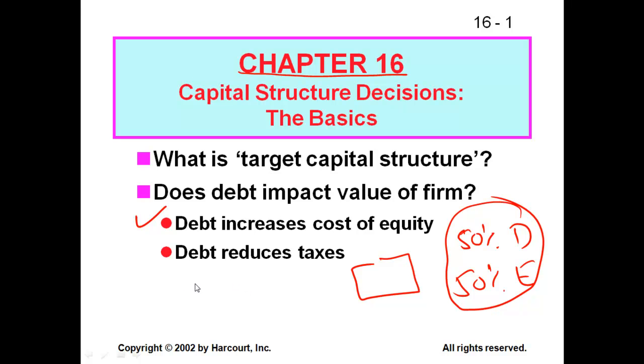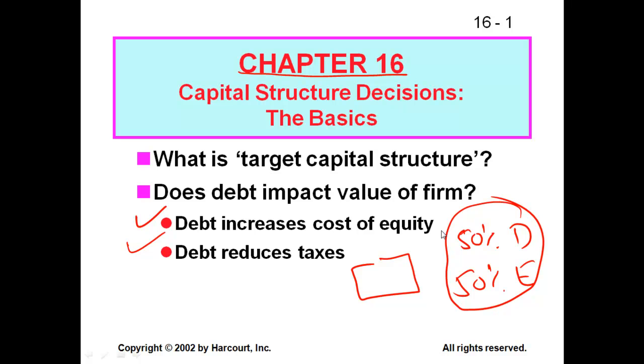Debt reduces taxes. Why does debt reduce taxes? Exactly. When you take on more debt, interest payments become higher. That means earnings before tax become lower and taxes become lower. So do you notice, just at a high level, that as you increase debt, there are two opposite impacts taking place. On the one hand, your cost of equity, or the riskiness, is going up. Is that good or bad? That's bad. On the other hand, your taxes are coming down. Is that good or bad? That's good. So one good thing is happening and one bad thing is happening.